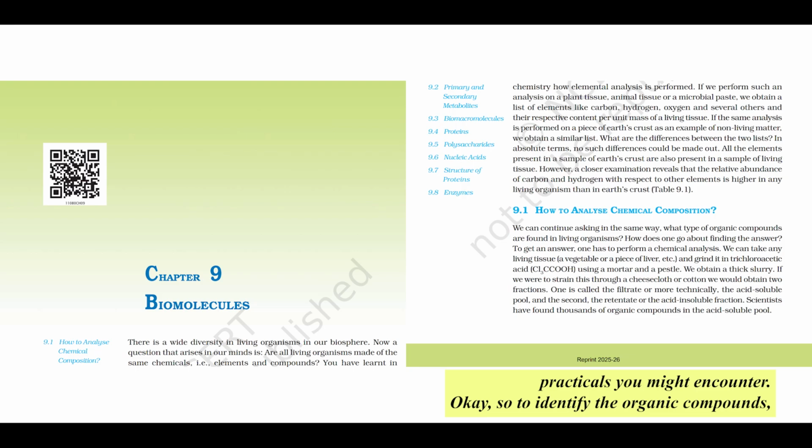Okay, so to identify the organic compounds, scientists use a method that separates them into two main groups, or fractions. There's an acid-soluble pool and an acid-insoluble pool. Acid-soluble and insoluble. Got it. Right. First step, you take some living tissue. Could be simple, like a fresh vegetable leaf, or maybe a piece of animal tissue, like liver. That's your biological sample.